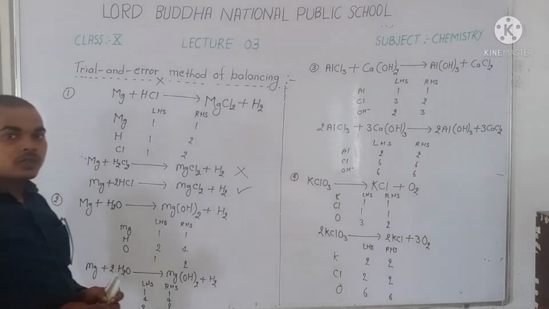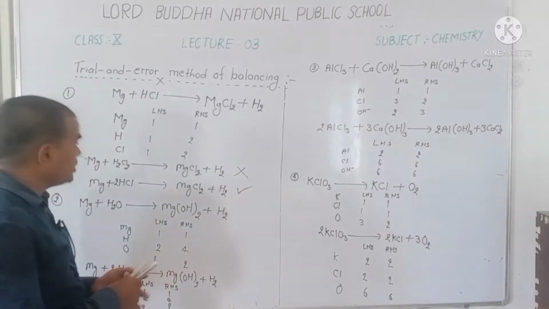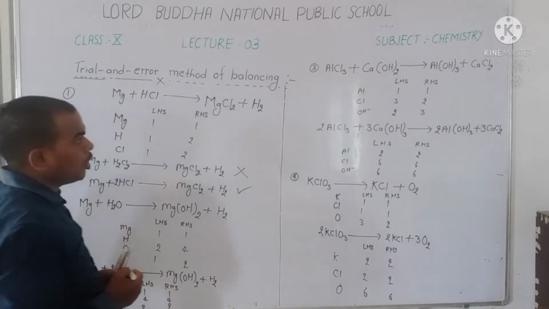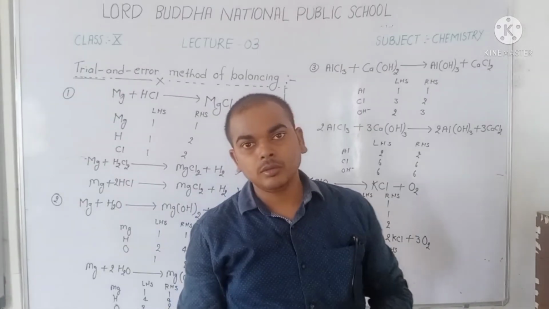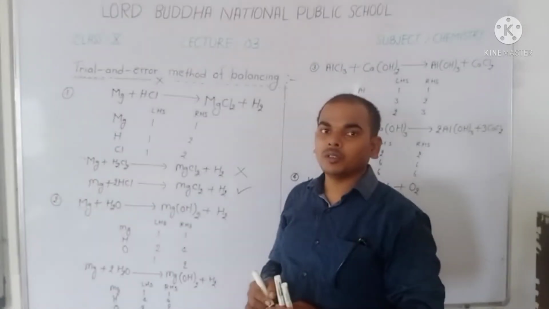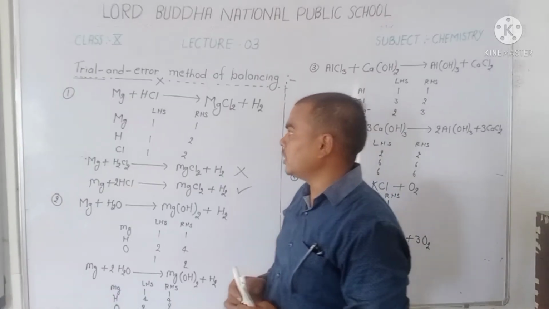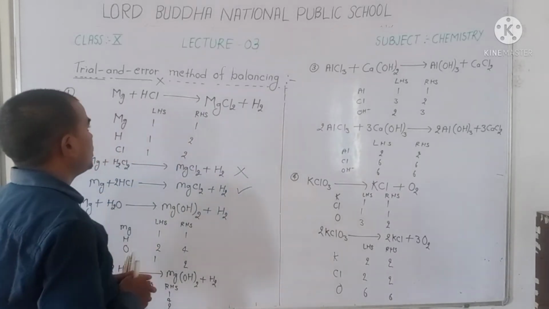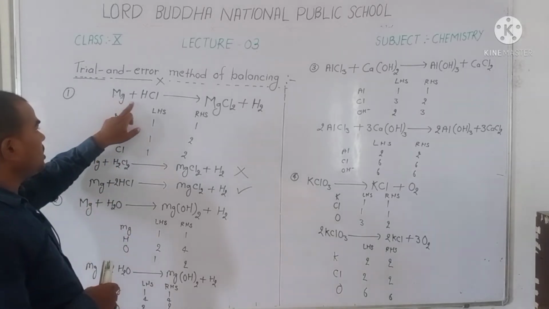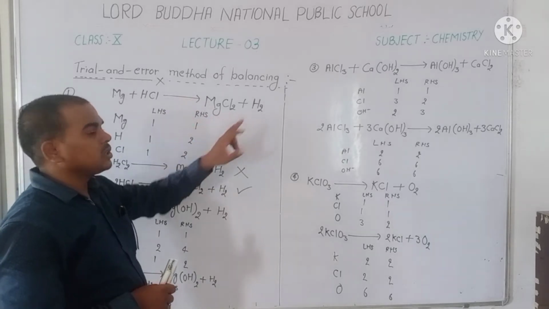Here I will discuss a method of balancing chemical equations. The method is the trial and error method of balancing chemical equations. For balancing a chemical equation, first you write the skeleton of the chemical equation. For example, if in a question an equation is given, the equation is Mg plus HCl forms MgCl2 plus H2.